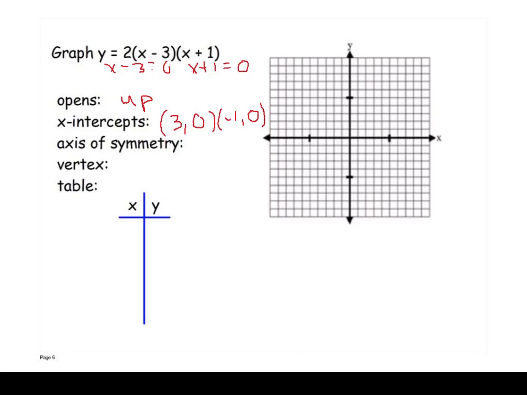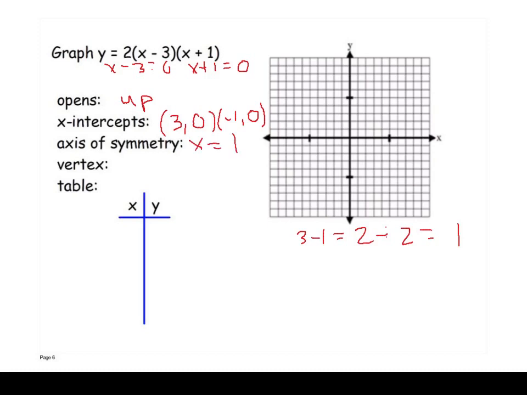Our axis of symmetry is found by adding the x's of our two intercepts and then dividing by 2. So for this problem, we have 3 minus 1, which is equal to 2. Divide the whole thing by 2, and that gives us a positive 1. So the axis of symmetry for this graph is x is equal to 1.